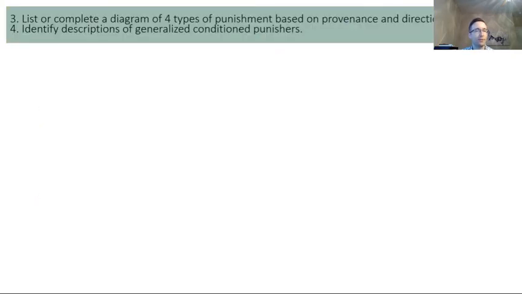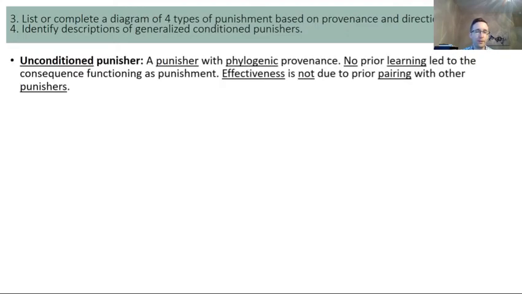Okay, objective 3 is to list or complete a diagram of 4 types of punishment based on provenance and direction of change. Objective 4 is to identify descriptions of generalized conditioned punishers. So let's go through definitions. First, unconditioned punisher. A punisher with phylogenetic provenance. That means no prior learning led to the consequence functioning as punishment. Effectiveness is not due to prior pairing with other punishers.